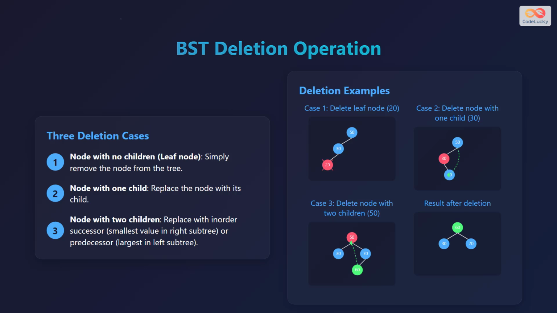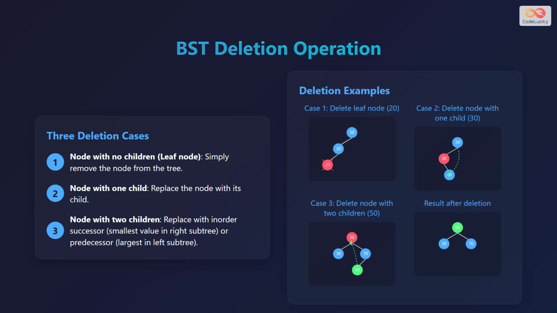its child. Case 3, if the node to be deleted has two children, replace the node with either its Inorder successor, which is the smallest value in the right subtree, or its predecessor, which is the largest value in the left subtree. Consider the following deletion examples.